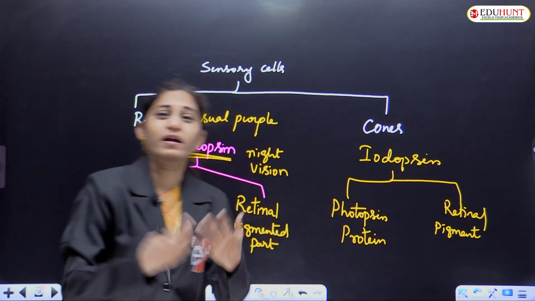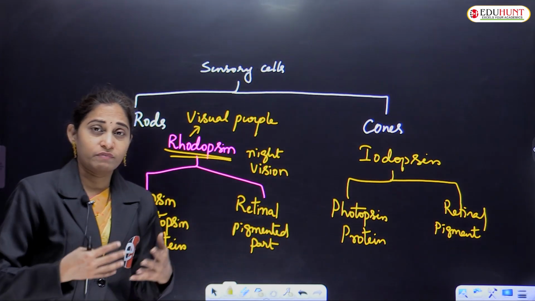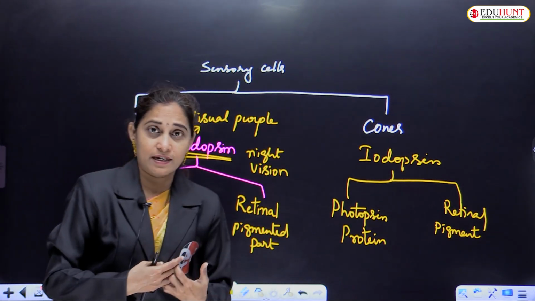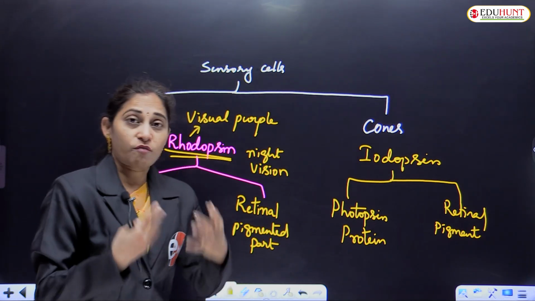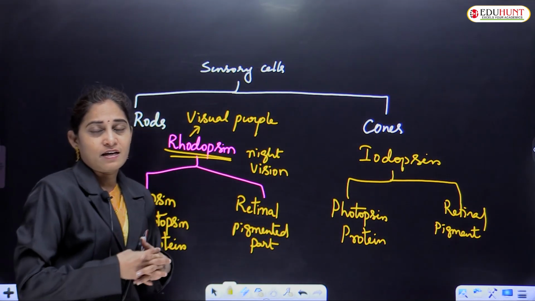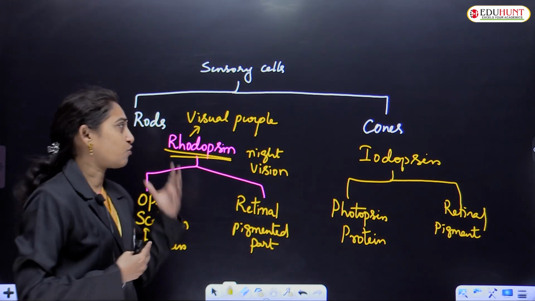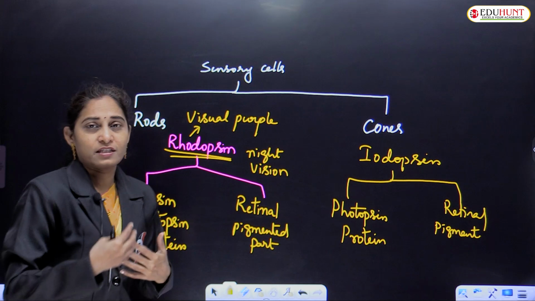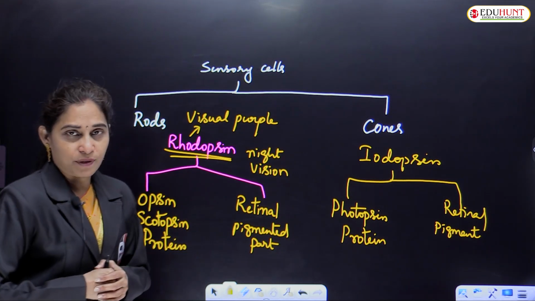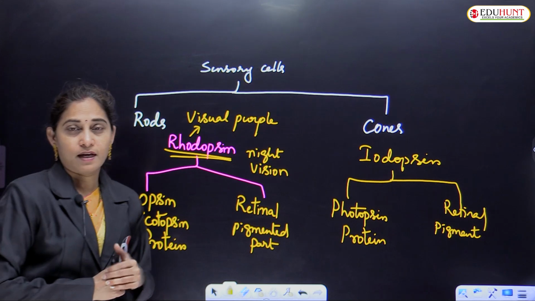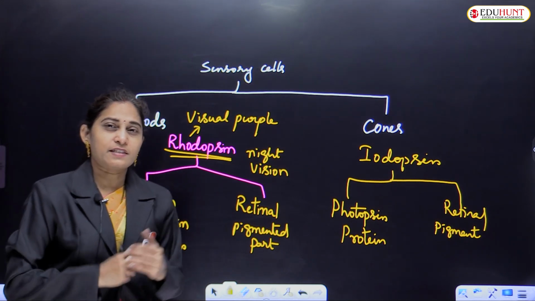during night or during dark time, when there is no sufficient light, in absence of light, rhodopsin starts synthesizing. Rods, the sensory cells, start synthesizing the rhodopsin pigment, that is combining the protein part with the retinal pigmented part. It takes some time.